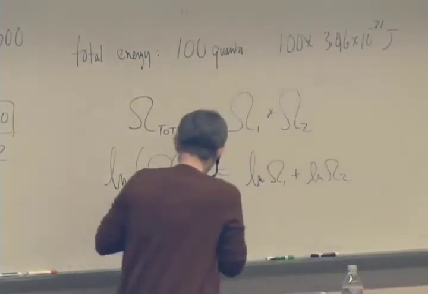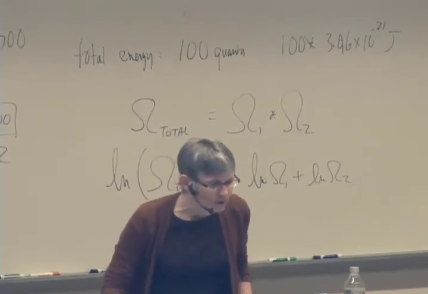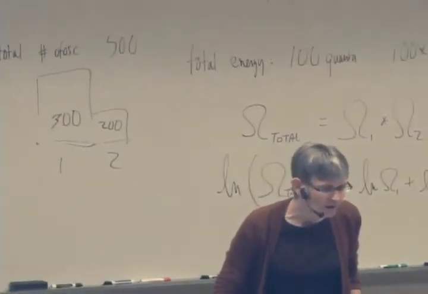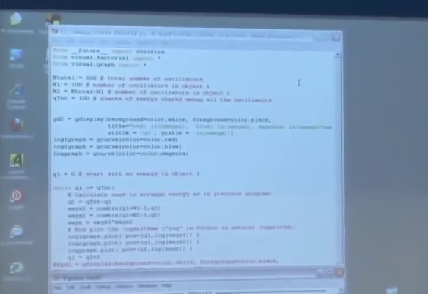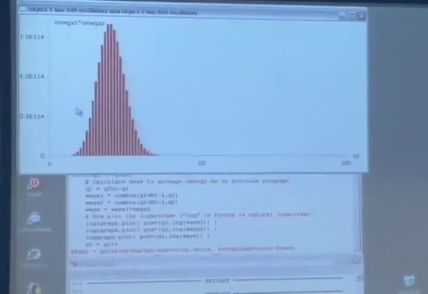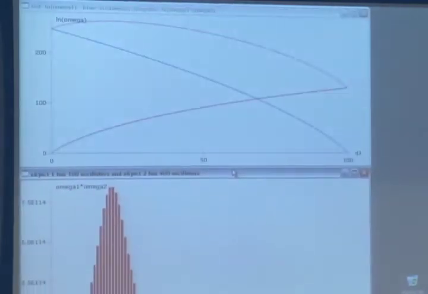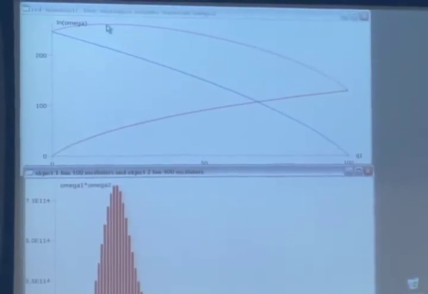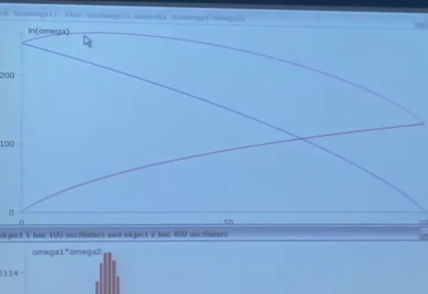Okay. And if we try a different partition, let's make it go the other way. We'll make it 100 and 400. So we'll change that to 100 oscillators in block 1. That leaves 400 in block 2. And we get these two plots, and not surprisingly now, the bigger block gets most of the energy. And now the maximum of this quantity here is at the same location.